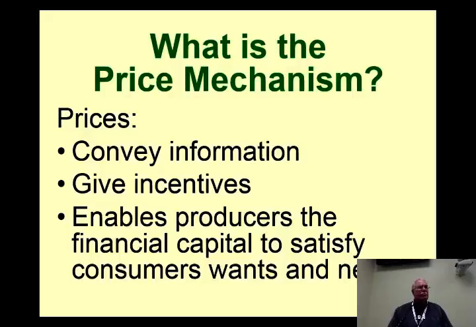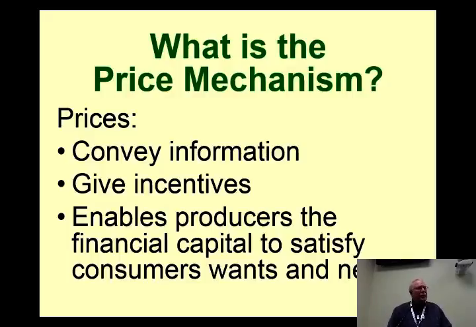And the third role of prices, the price mechanism, is it gives the producer the financial wherewithal, the ability to give consumers what consumers want. If people want more pencils, if this becomes a popular invention, then it's going to cost money to produce more pencils. We've got to build a new factory. We've got to buy more machines. We've got to hire more labor. Now, where's all this money going to come from? Well, all this money is going to come from the higher price of the pencils.